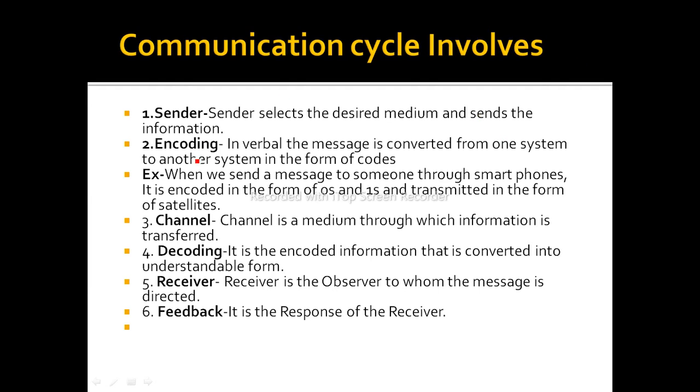Who is a sender? A sender is one who selects the desired medium and sends the information. And what is encoding? In verbal communication, the message is converted from one system to another in the form of codes. For example, when we send a message to someone through smartphones, it is encoded in the form of 0 and 1. You know that computers understand 2 digits, 0 and 1, binary numbers. Smartphones are also small computers, where we convert the information and it is transmitted through satellites.